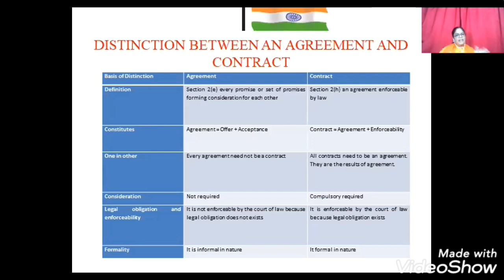So all agreements are not contracts, but all contracts are agreements. All MCom students are BCom, and all BCom students are not MCom.